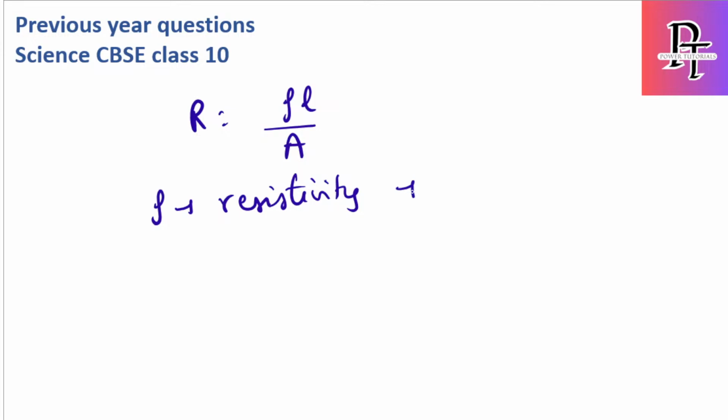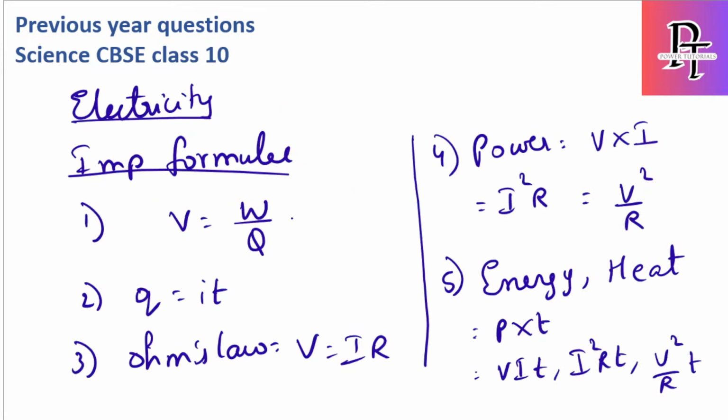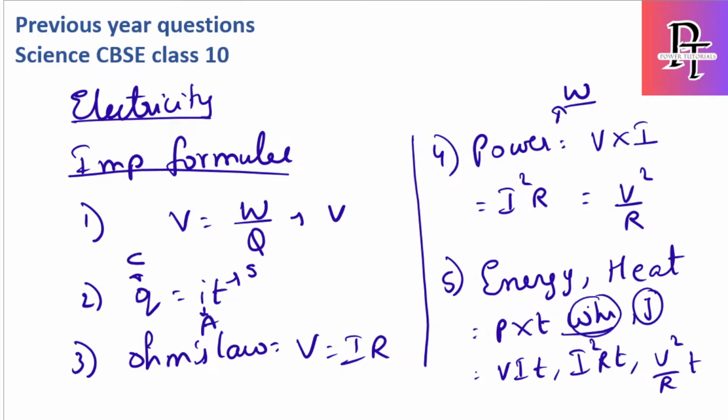Okay, I will just write once again the units. For work done, the unit is joule; voltage unit is volt; charge unit is coulomb, current unit is ampere, time is in seconds. Okay, power unit is watt. Energy unit is watt hour or joules. Both are correct. Okay, those are with respect to units.